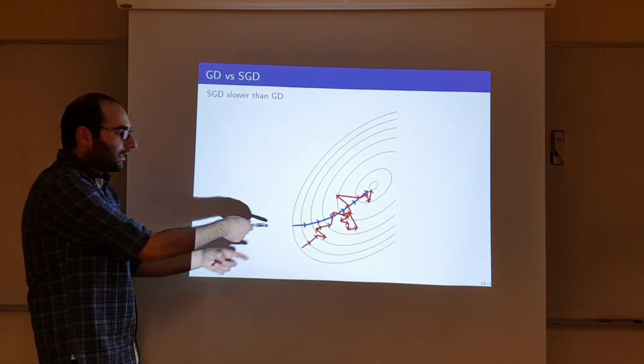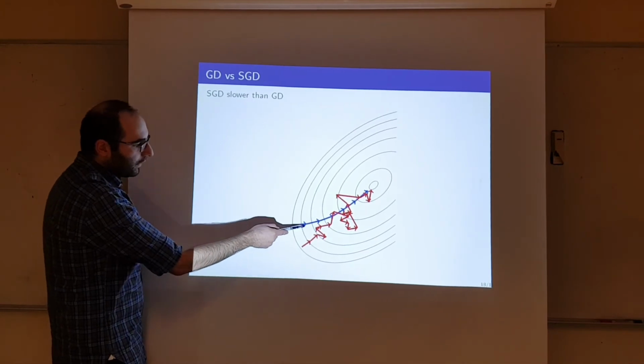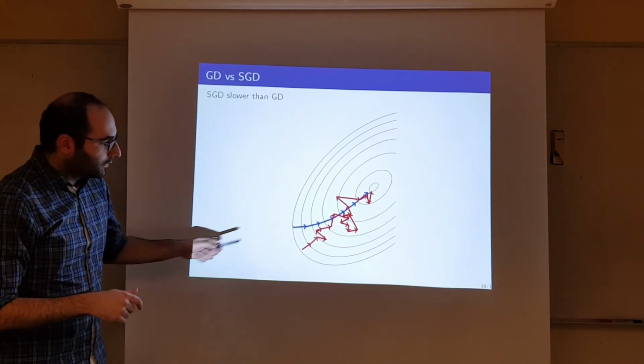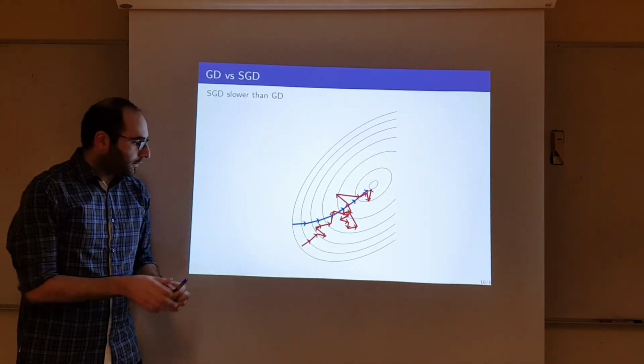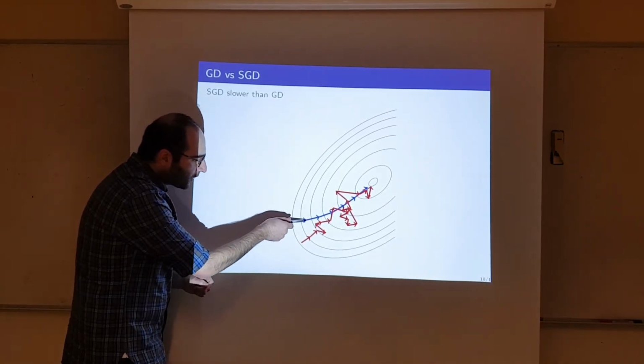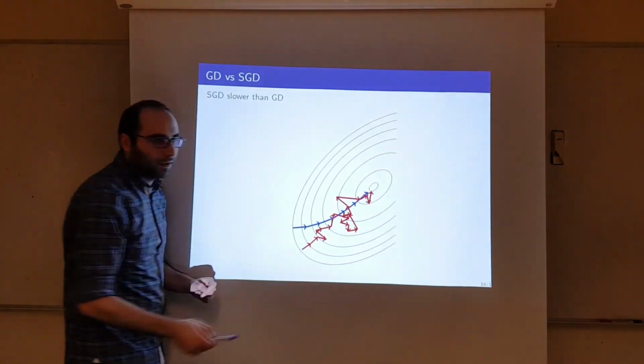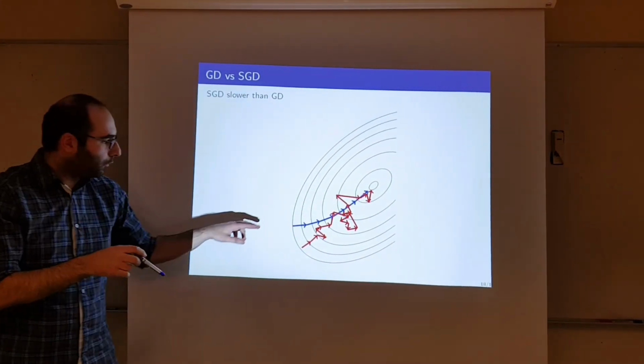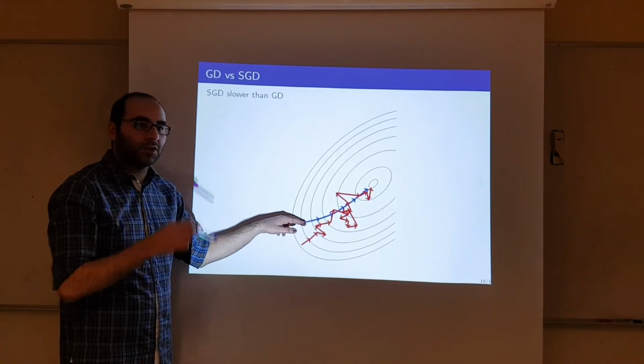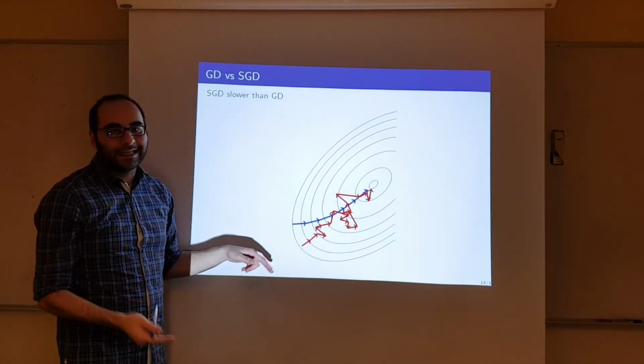And visually, this is exactly what happens. These are some contour lines. The blue one here is gradient descent. At each step, you go in a direction that is orthogonal to the contour lines until you reach that point. With each step, you get closer and closer to the point. That's why you have this monotonically decreasing nature.